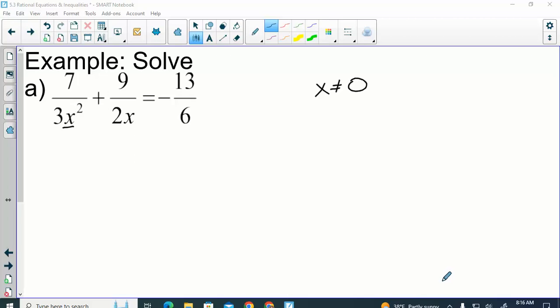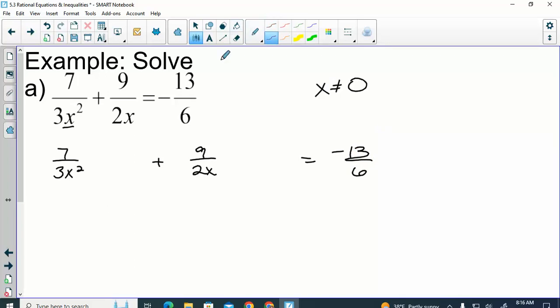What happens if I get 0 for my final answer? We would say no solution. It doesn't work. Okay. Our strategy. I'm going to write this again so I have more space. Our strategy was to get rid of the fraction.